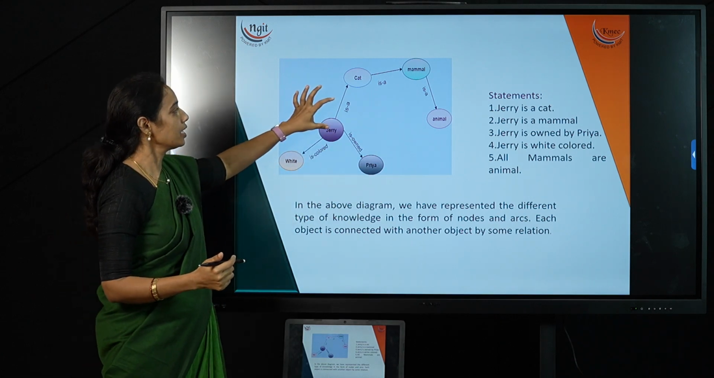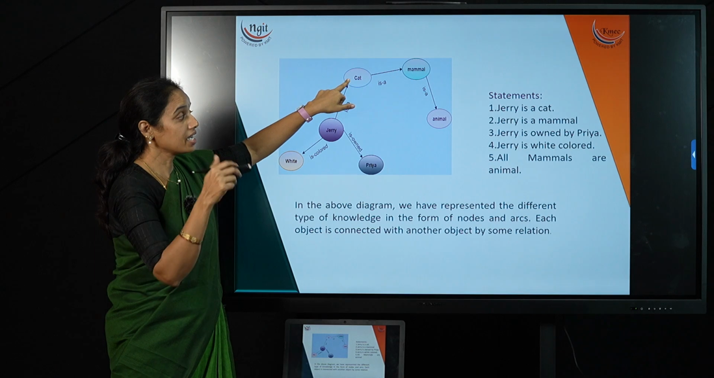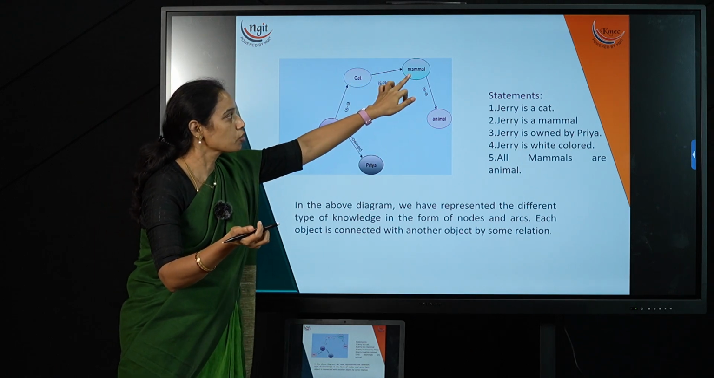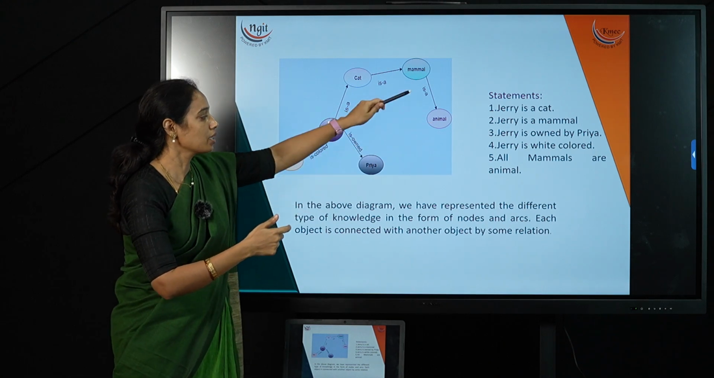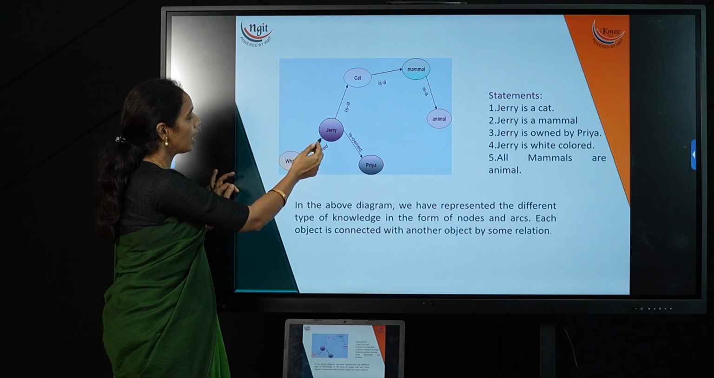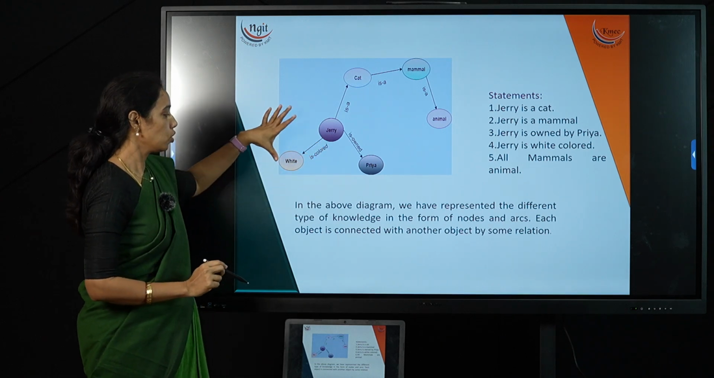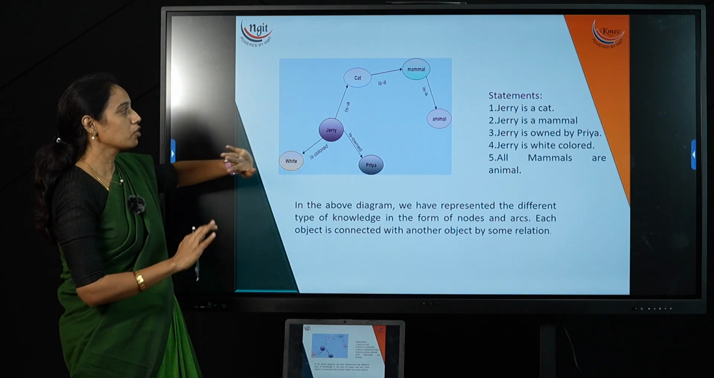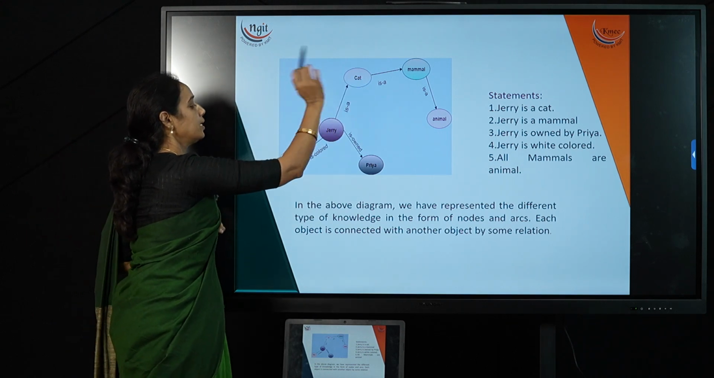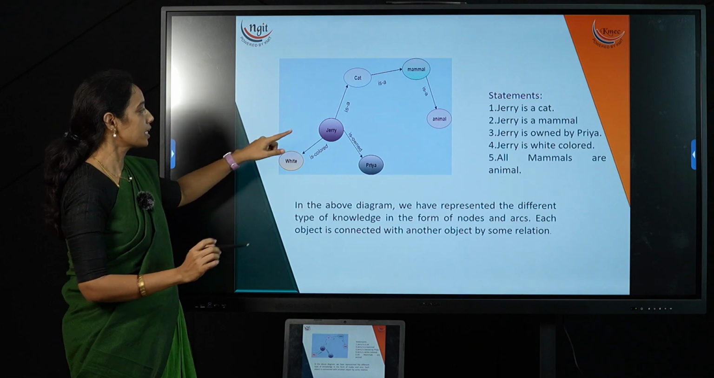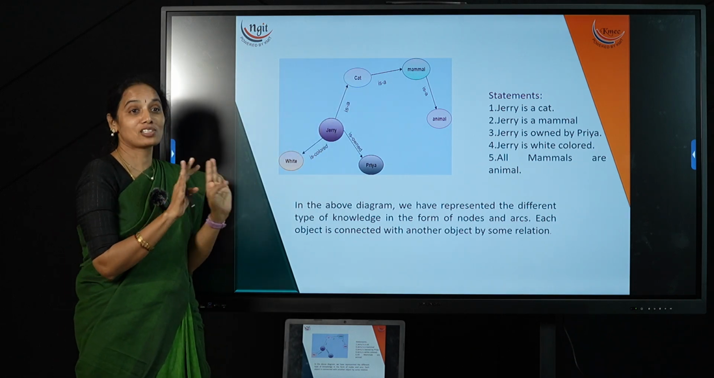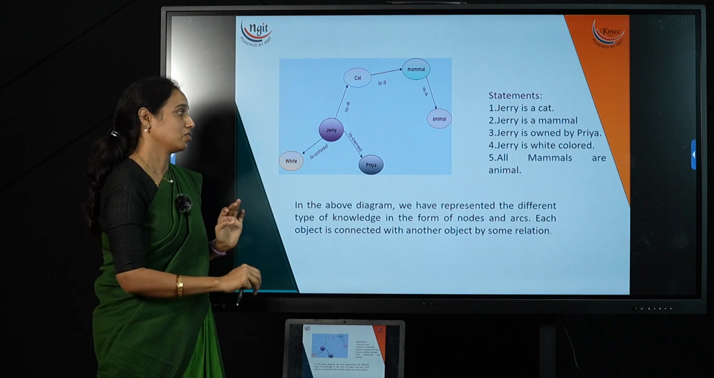See here, Jerry is a cat and Jerry is a mammal. So that cat is a mammal and all mammals are animals, so mammal is an animal. In this way it is represented. And Jerry is owned by Priya and Jerry is colored white. So in this diagram we have represented the different types of knowledge in the form of nodes and arcs. So each object is connected with another object by some relation. That is the representation of semantic networks.